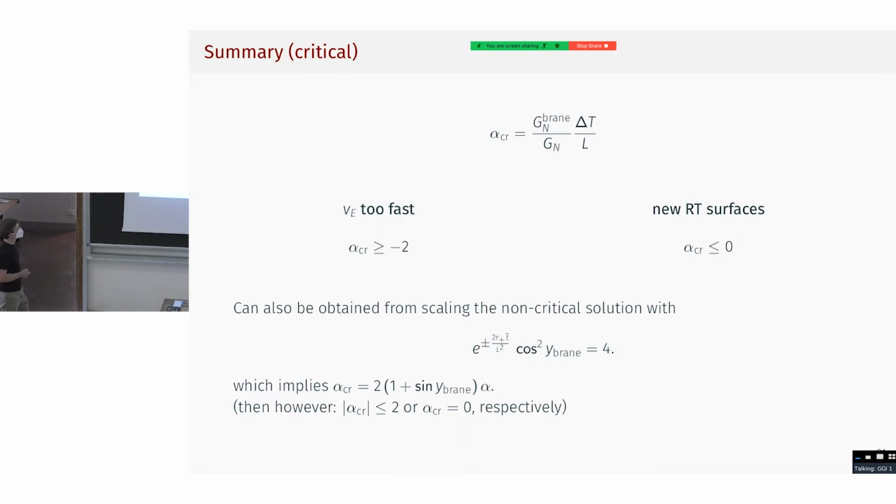It just turns out if you now put in the bounds for alpha we obtained previously and send the brane all the way to the boundary, then you get those bounds back. In fact, you get slightly stricter bounds, namely that the absolute value of alpha critical is restricted to be less than or equal to 2, in the case where we're just interested in entanglement velocity. If we also consider these RT surfaces through the singularity, alpha critical just has to be strictly 0 in those cases.